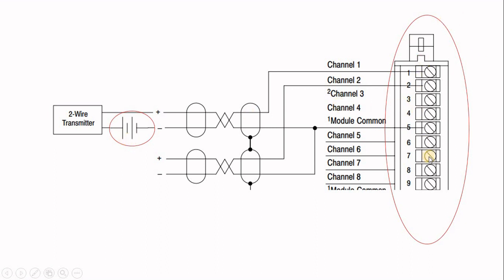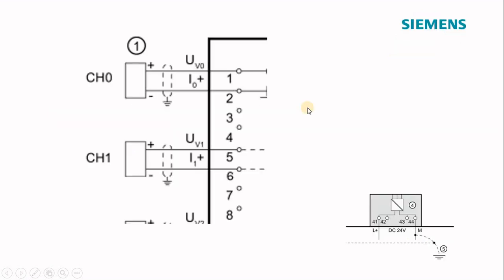This is my card, and they showed us your two-wire transmitter and a power supply, and the two terminals of the channel. Channel 1, then channel 2, and then the common, which is 5. So I'm expecting that there is a resistance between this terminal and the common. If you look at a different card like Siemens, they connect the terminal directly to your transmitter.